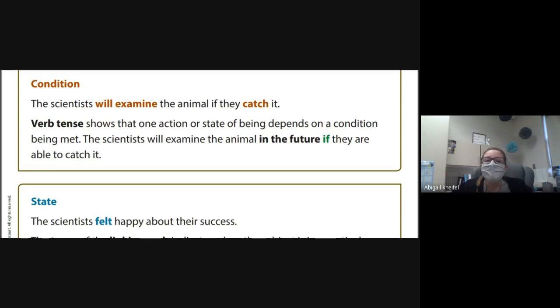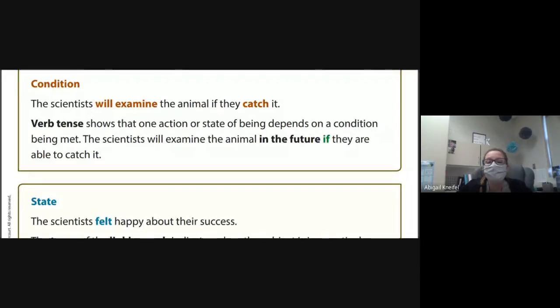Condition verb tense shows that one action or state depends on the condition being met. The scientists will examine in the future if they're able to catch it. If the scientists don't get the animal, they can't examine it, right? So that depends on something else. Condition depends on something else.